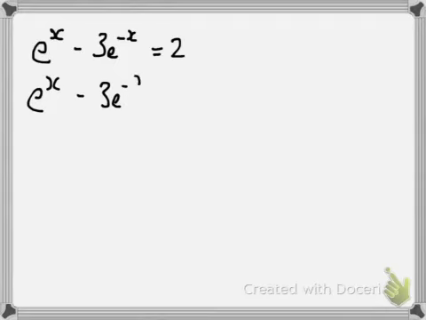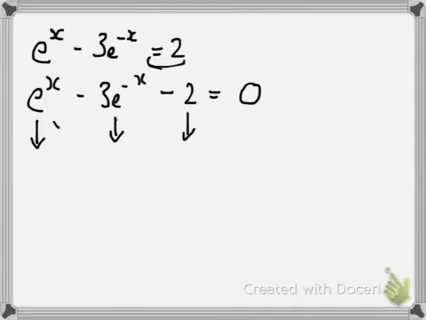So the first thing I'm going to do is take the 2 to the left hand side and put a 0 on the right. So I've just switched this guy over. Okay, now how do I make this into a quadratic? I'm going to multiply everything here, here and here, by e to the power of x, right through each bit.